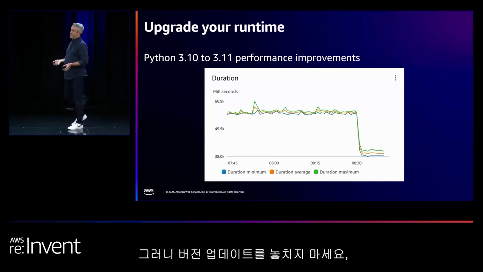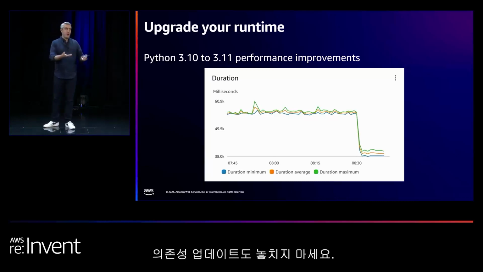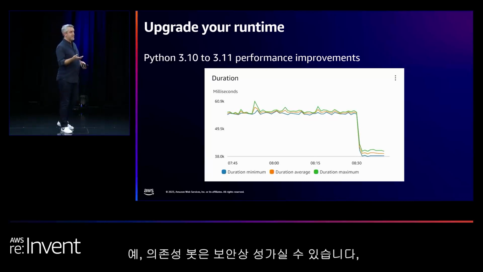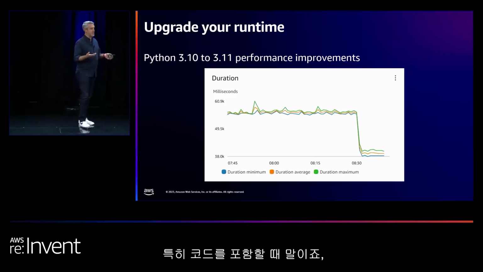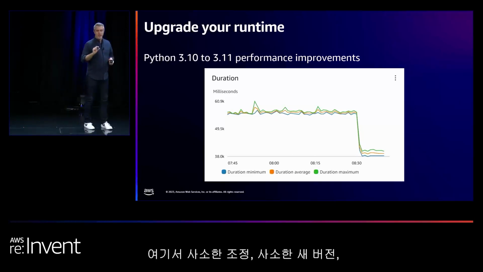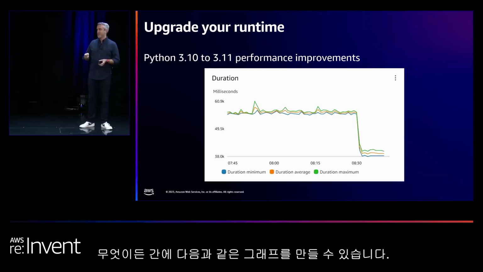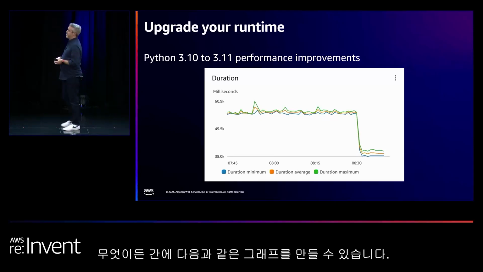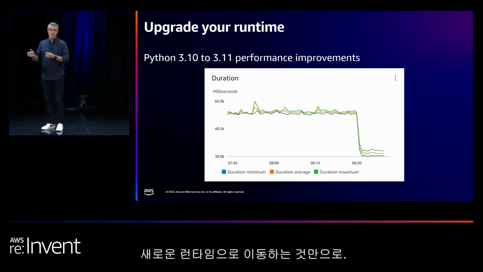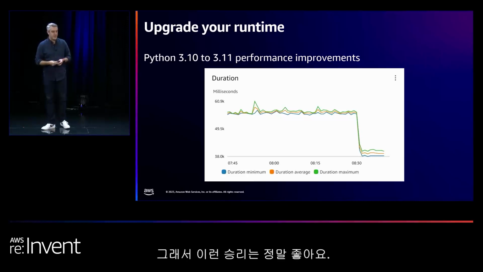So keep on top of version updates, keep on top of your dependency updates. Yes, Dependabot can be annoying for security things, but there's a lot that happens, especially when you're including code, where minor tweaks, minor new versions, whatever it might be, can lead to graphs like this where you see a major drop-off just by moving to a new runtime. And so I love to see wins like this.